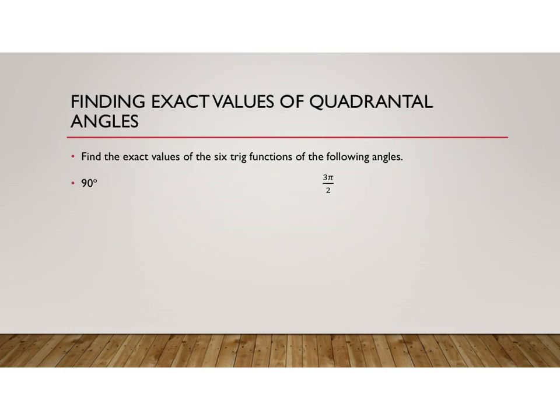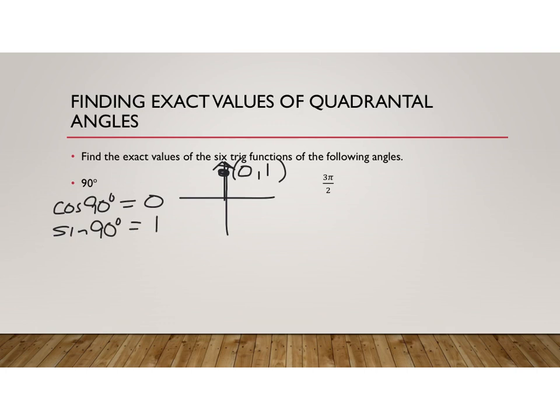Finding exact values of quadrantal angles. A quadrantal angle is one formed by the axis. So 90 degrees is straight up. That's going to intersect the unit circle at the point 0, 1. So then my values would be cosine of 90 is the x coordinate, which is 0. Sine of 90 would be the y coordinate, which is 1. Tangent of 90 would be y over x, 1 over 0. Dividing by 0 is undefined.